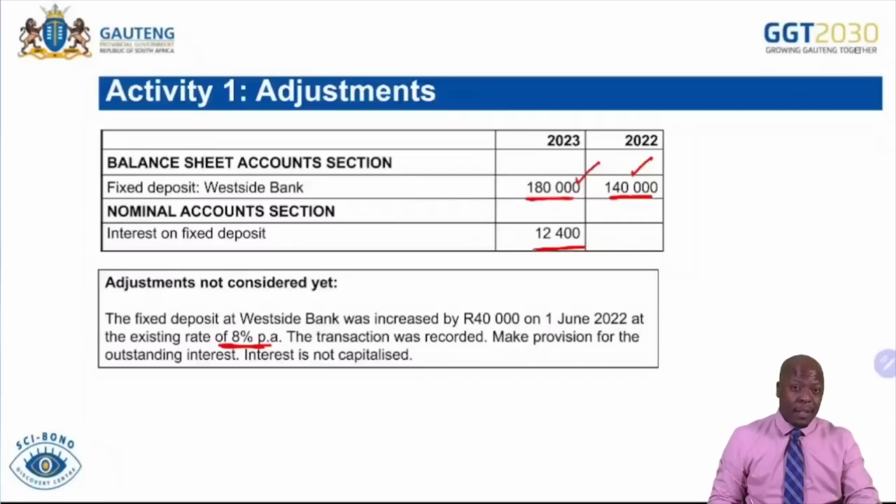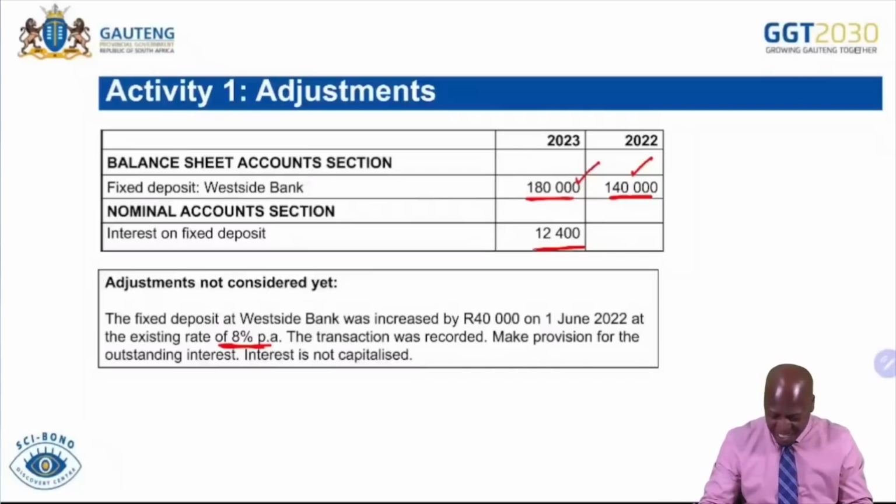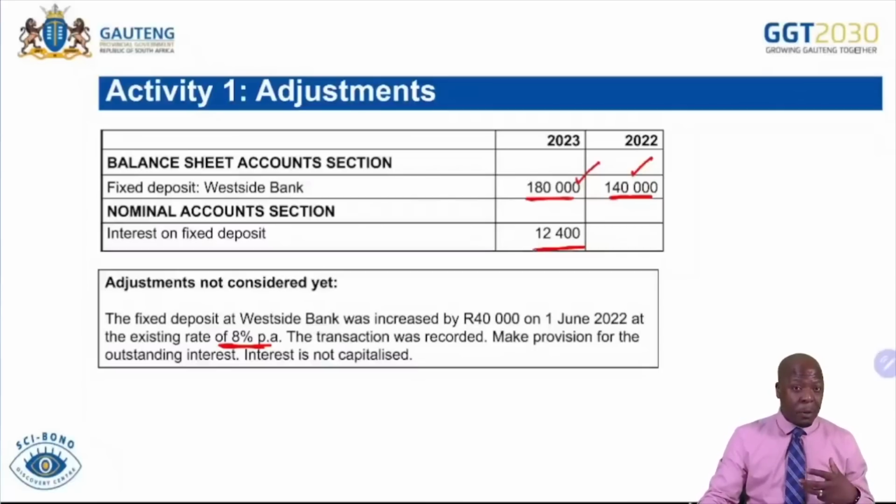There are several ways in which one would have done this, but let's look at one of the simplest ways. Are you ready? Okay, let's begin. It means at the beginning of this financial year, we had a fixed deposit of how much?